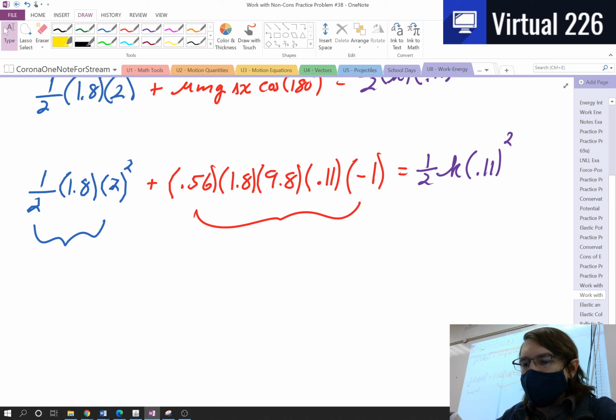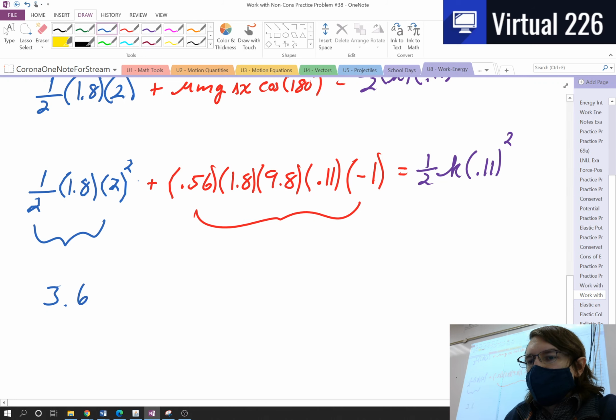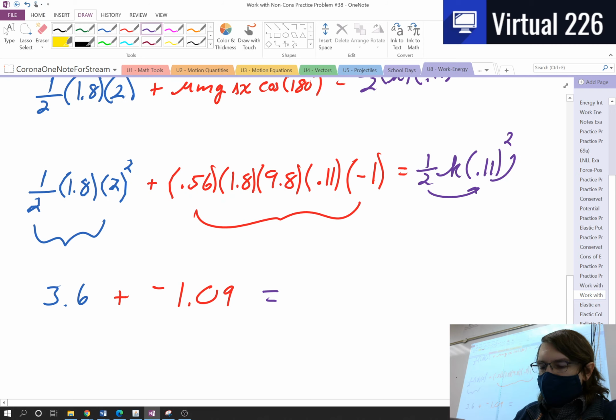So 2 squared is 4 times 1.8 is 7.2 divided by 2 gives us a kinetic energy initially of 3.6. We're going to add that to this big quantity. So 0.56 times 1.8 times 9.8 times 0.11 times -1. We're going to get negative 1.09. And this is going to be equal to, I'm going to square the 0.11 and then combine it with the 1/2. So 0.11 squared is 0.0121 divided by 2 is 0.00605.